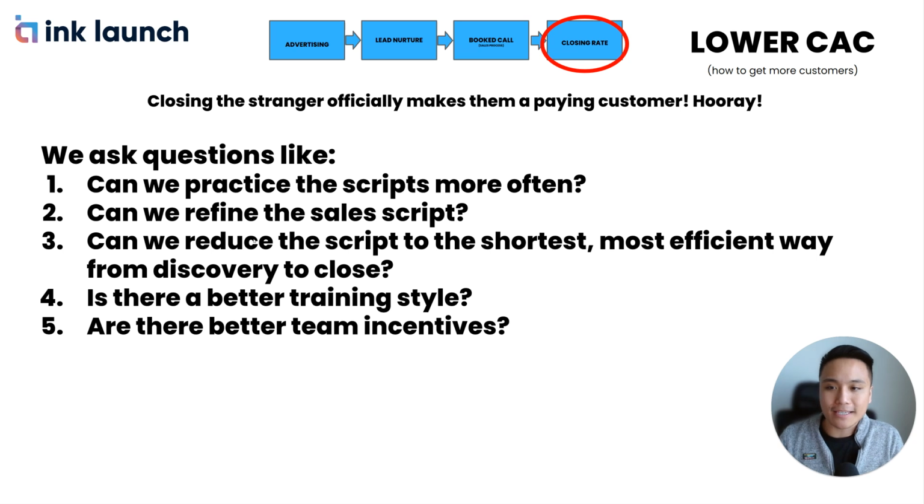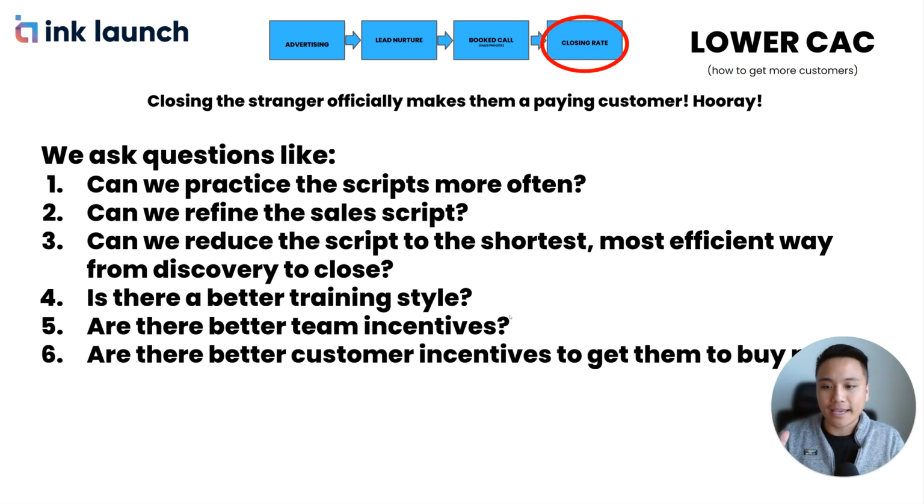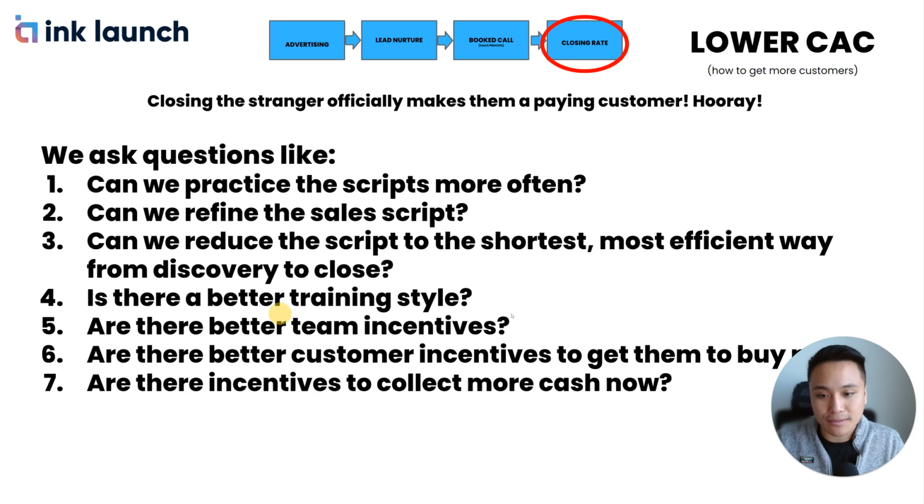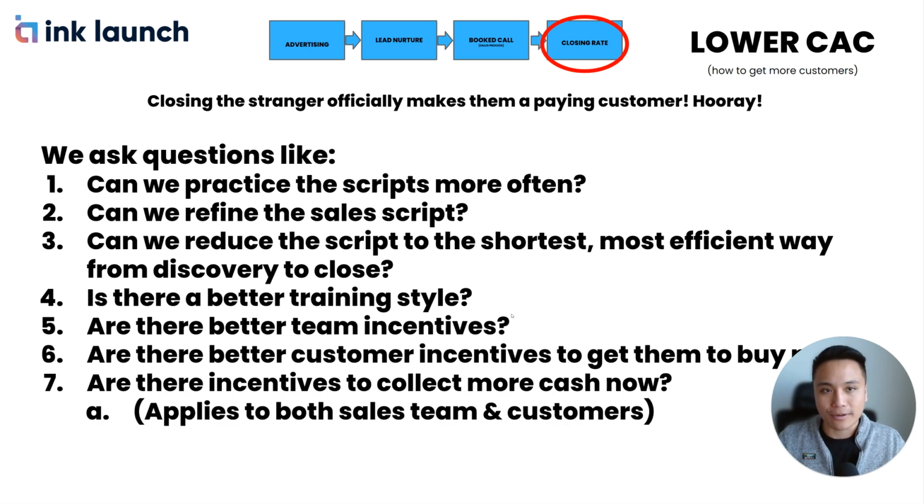So the things we look at is, can we practice these scripts more often? How often are we practicing these scripts? Can we refine the sales script to make it shorter? Is this script the shortest, most efficient way from discovering a stranger to closing them the moment they pay you? Is there a better training style? And are there incentives for both the customer and the sales team to collect more cash right now?